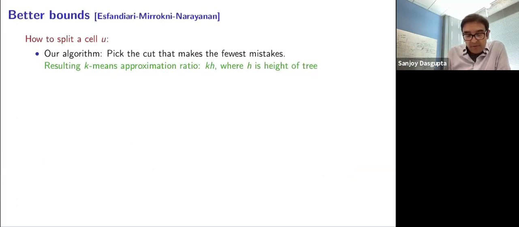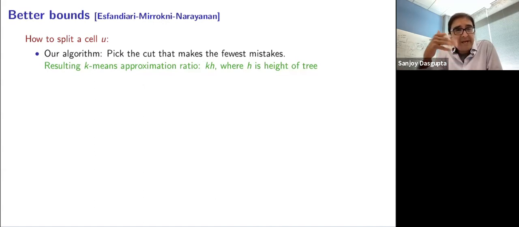So what our scheme was is that when we want to split a cell, we just pick the cut that makes the fewest mistakes. And we found that if we do that, then the resulting approximation ratio is k times h, where h is the height of the tree. And in the worst case, this could be k squared. But when you look at that, you think, wow, this would be nice if this was k log k. Is there some sort of balancing that you can do to make that happen?